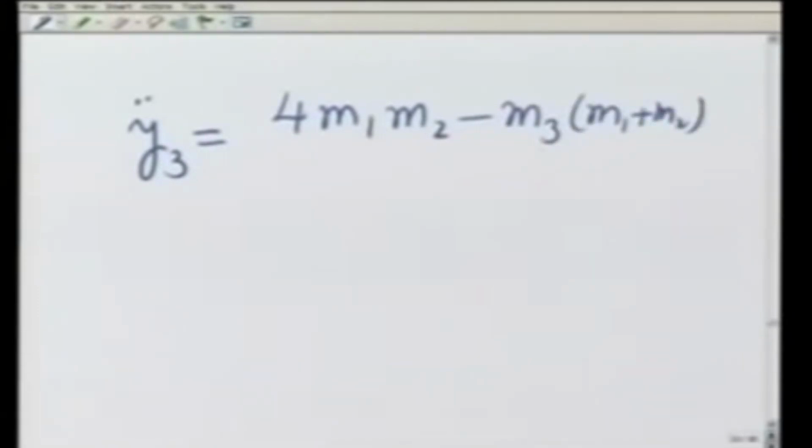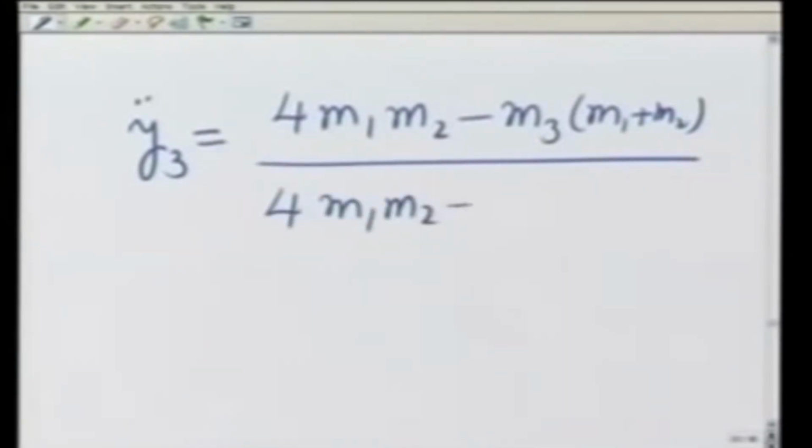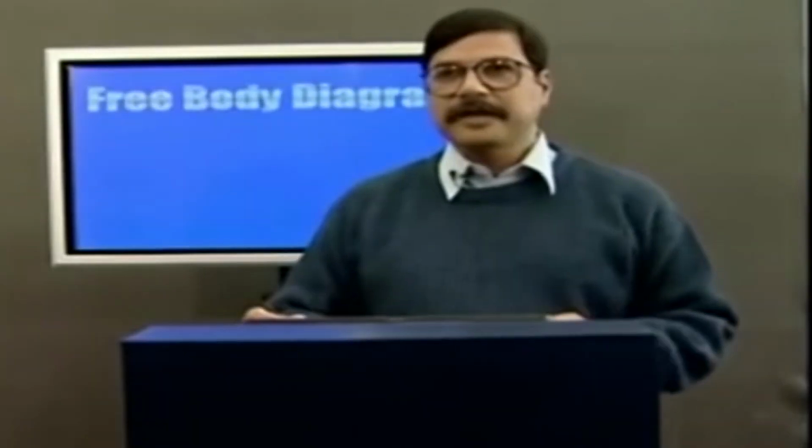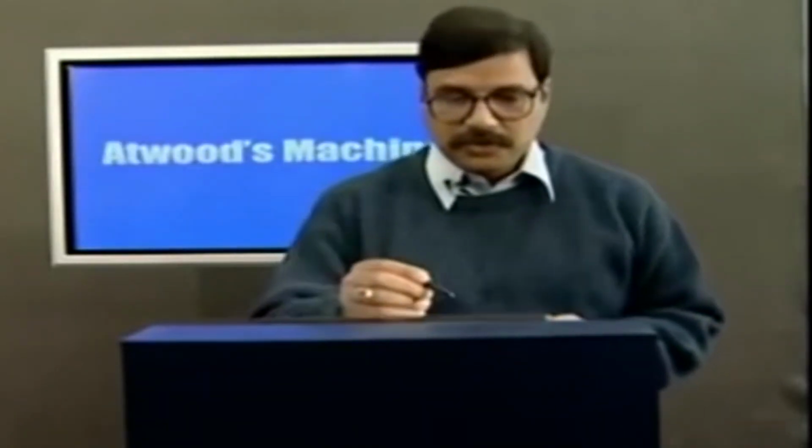I am not going to solve it for you here, but I will give you the partial answer, and you can try to get that after solving these equations at home. The answer for y3 double dot comes out to be 4 m1 m2 minus m3 times (m1 plus m2), divided by 4 m1 m2 plus m3 times (m1 plus m2), times g. I will change it slightly and give this as an exercise to you.